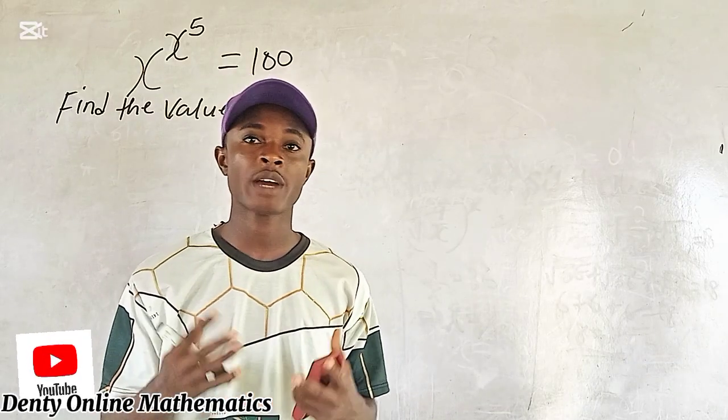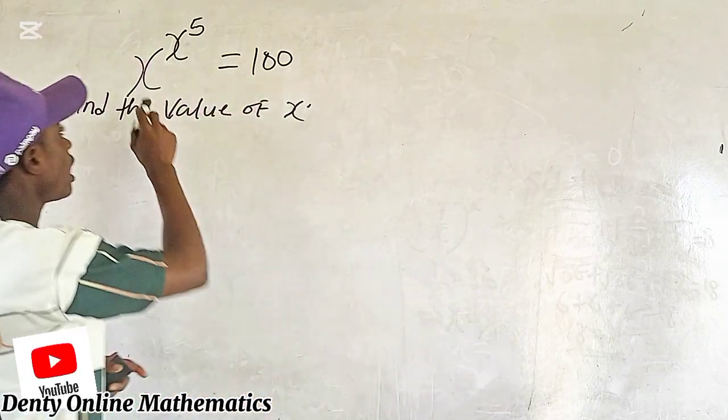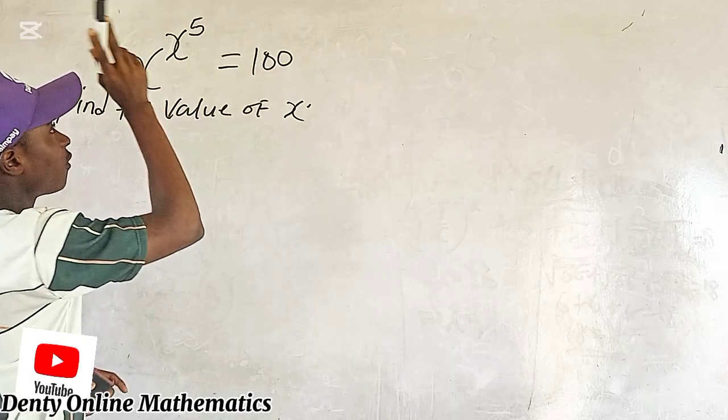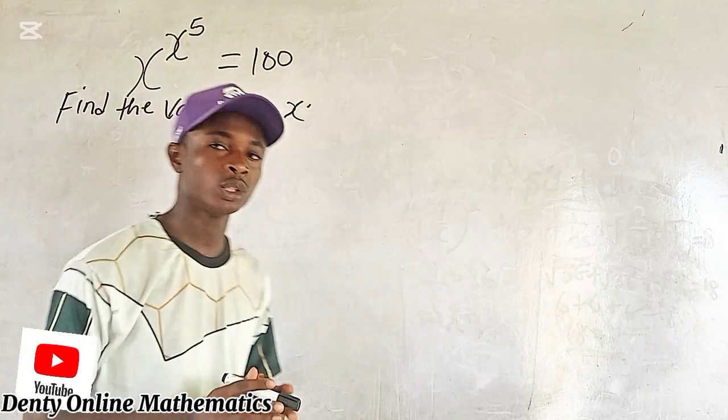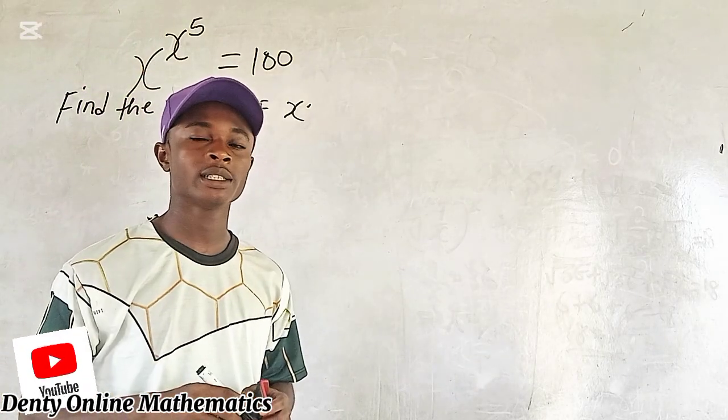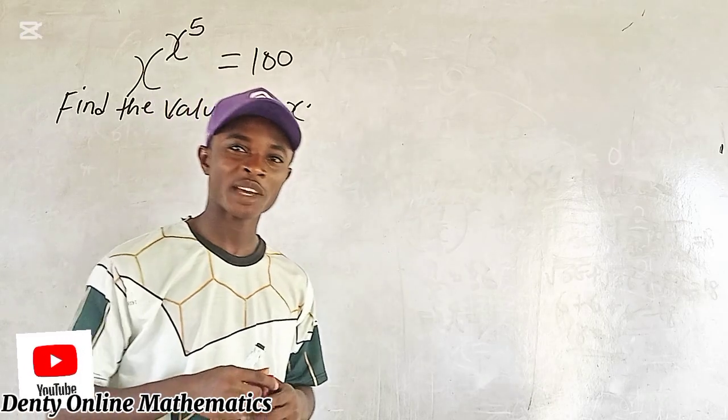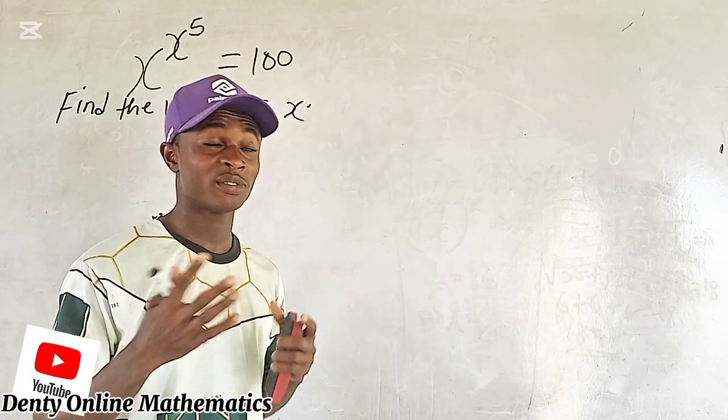Now let's look at what we have here on the board. We are given x raised to the power of x raised to the power of 5 equal to 100, and we are asked to find the value of x. Can you attempt this? It's very simple.